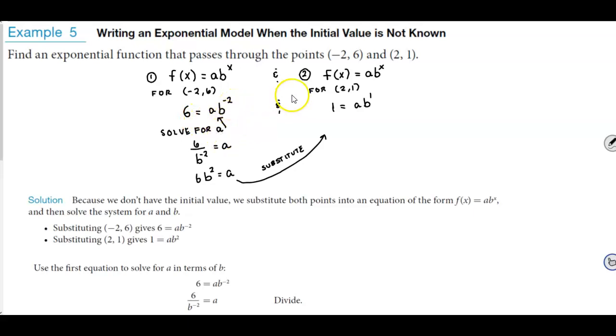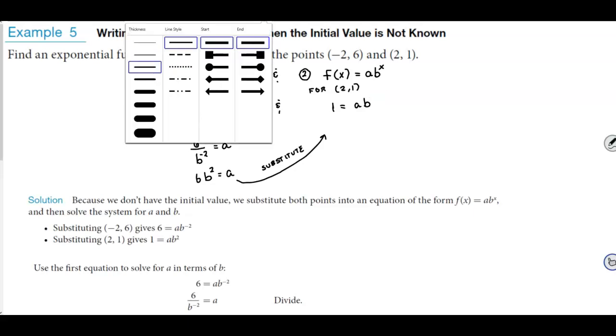Now before we proceed, let's look at number 2. We have f(x) again, which is equal to ab^x. So for the ordered pair (2, 1), we can substitute 1 in for f(x). And 2, let me change that real quick, 2 is the exponent.